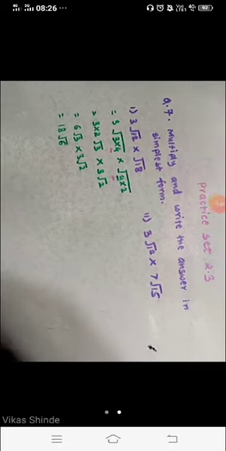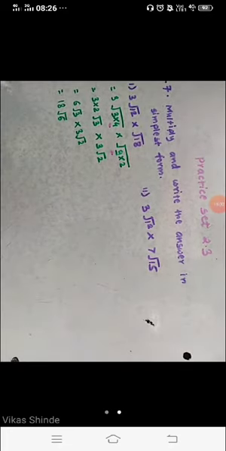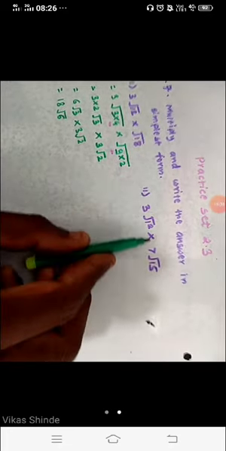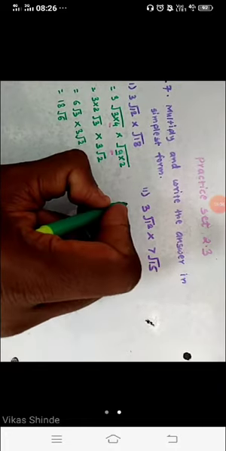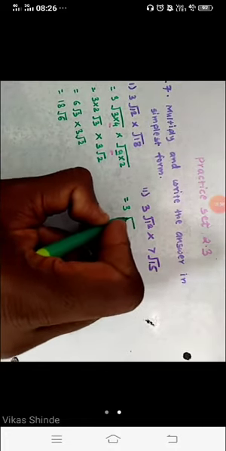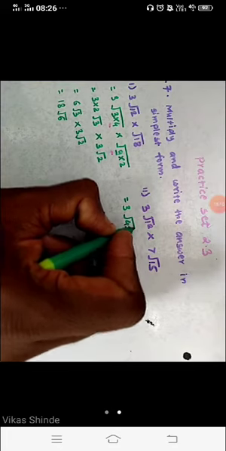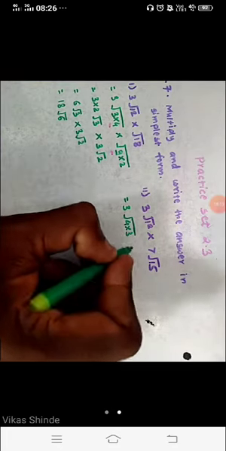This is the answer of this question here. Now see the second one, 3 under root of 12 into 7 under root of 15. Once again we have to take two factors here: 4 into 3. One factor should be a perfect square number.